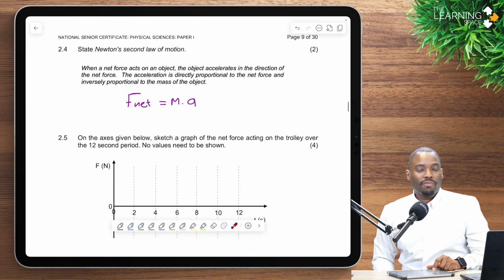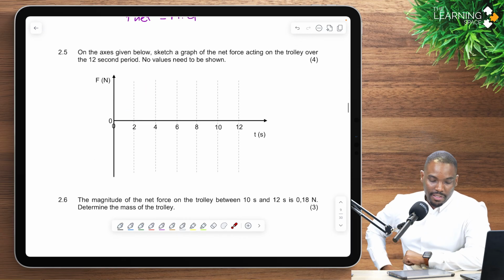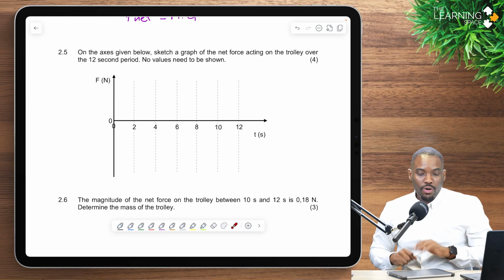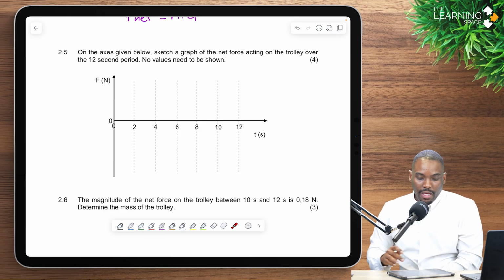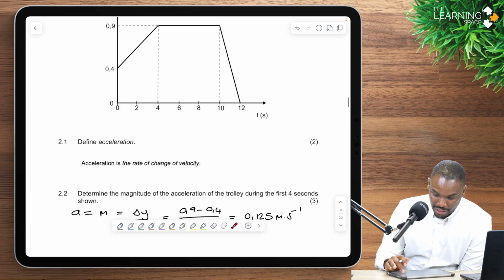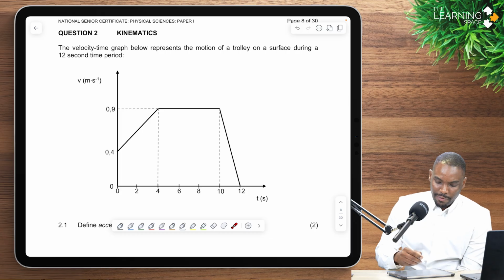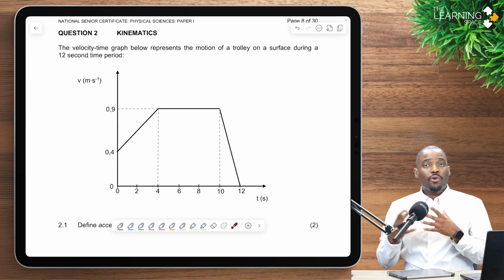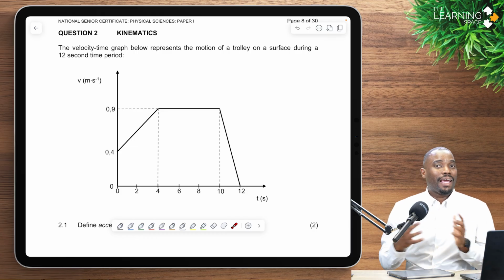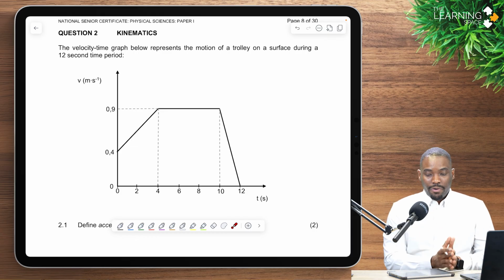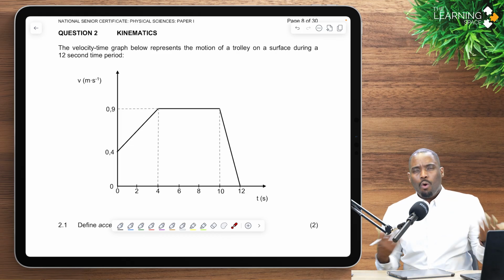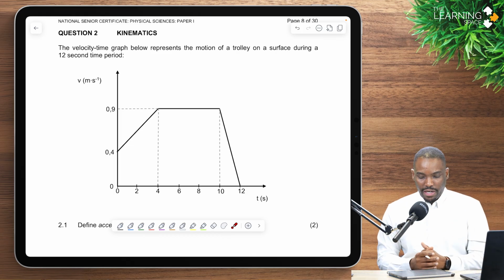Let's jump on to 2.5. 2.5 then says, on the axes given below, sketch a graph of the net force acting on the trolley over the 12-second period. No values need to be shown. Okay, let's first go look at what is happening in our graph. So we can see for the first 4 seconds here, right, we have a positive gradient. Remember, the gradient of a VT graph gives us my acceleration. So that means my acceleration for the first 4 seconds must be positive, meaning above the x-axis. We were told we don't need to give specific values, right?